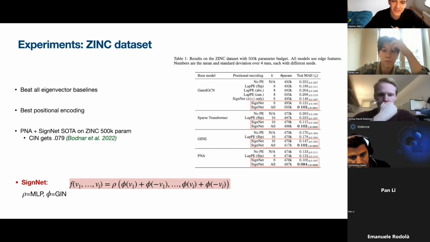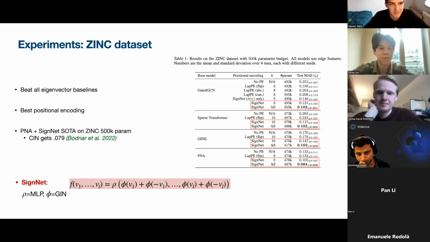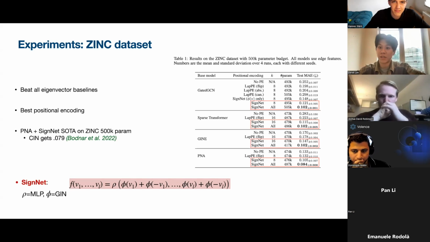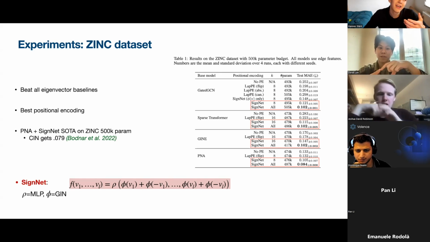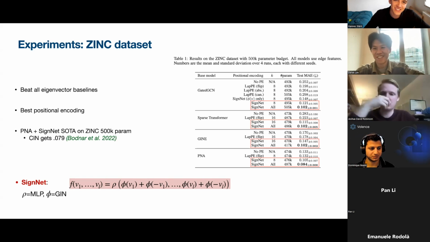Okay. All right. I'm gonna move on. Sorry, I have this big table. What's in this table is our performance on ZINC, 500K parameters. It's a molecular graph regression task. So what we have is SignNet performance. Well, actually, then I think it's pretty relevant. Dom, do you want to repeat again what ZINC is in terms of a molecular regression task?